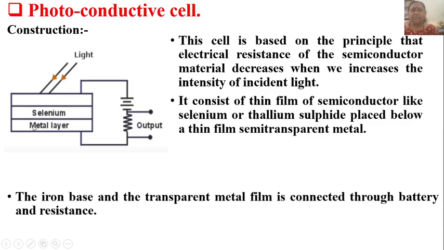Now next is the photoconductive cell. This cell is based on the principle that the electrical resistance of the semiconductor material decreases when we increase the intensity of incident light. It consists of a thin film of semiconductor like selenium or thallium sulfide placed below a thin film of semi-transparent metal. See in the figure, the iron base and the transparent metal film are connected to a battery and resistor.